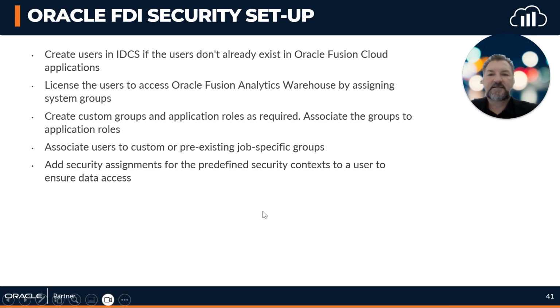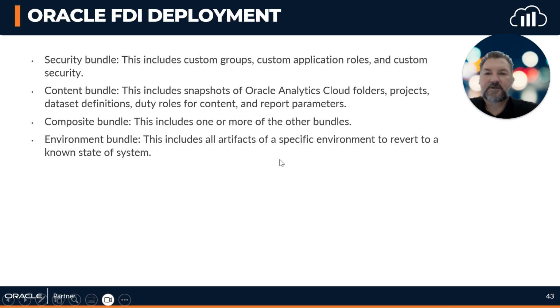Create users in IDCS if the users don't already exist in Fusion applications. License the users to access Fusion Analytics Warehouse, or what's now FDI, by assigning them the system groups, and then create custom groups and application roles as required. Associate users to custom or prerequisite job-specific duties, and add security assignments for the predefined security content to a user to ensure data access.